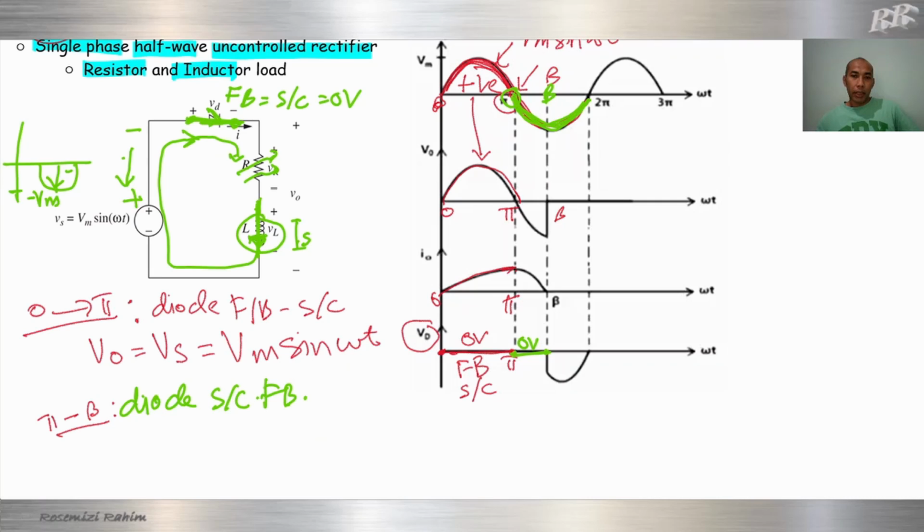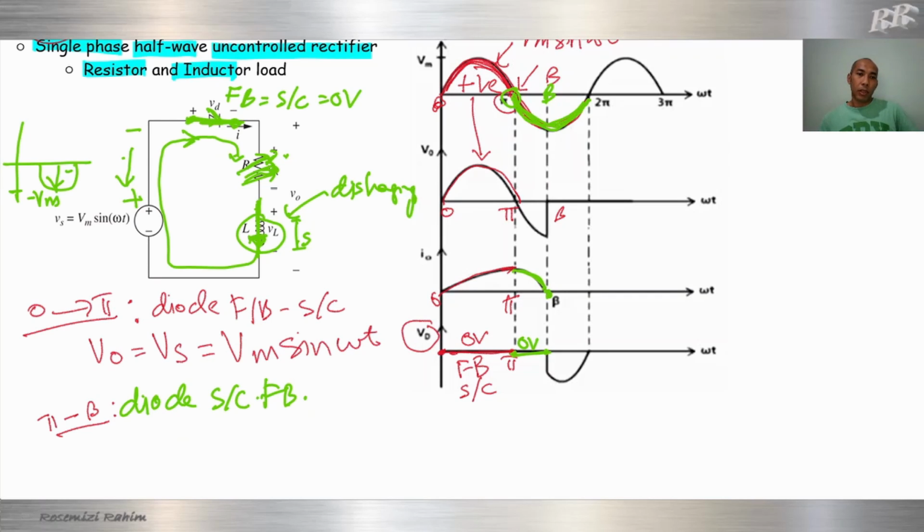For this inductor, it will discharge the current that it stored here. It will discharge the current to the whole circuit, and it will be dissipated at the resistor, until beta, when it will be empty. Dissipated current here, so it will be empty at beta. So this is the discharging process. Okay, at beta it will empty.